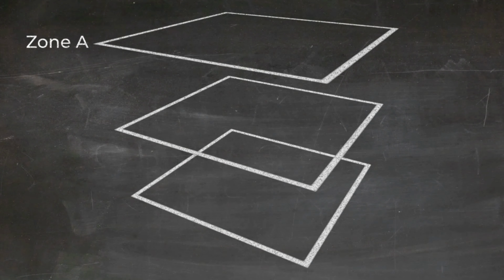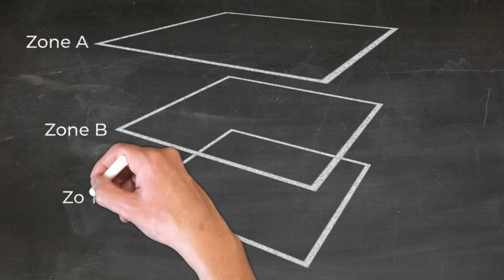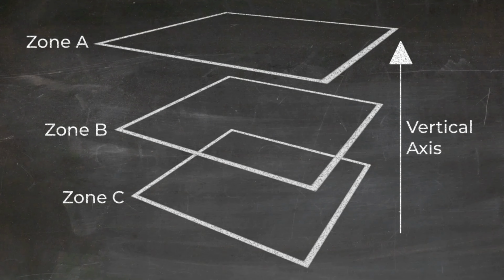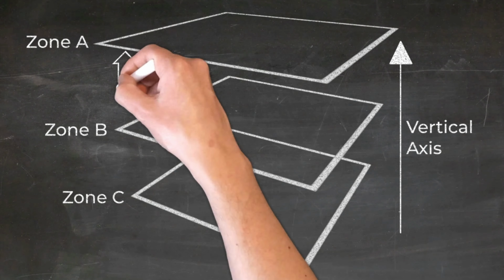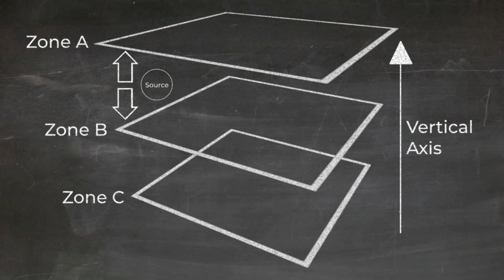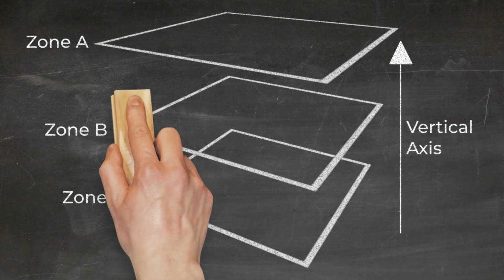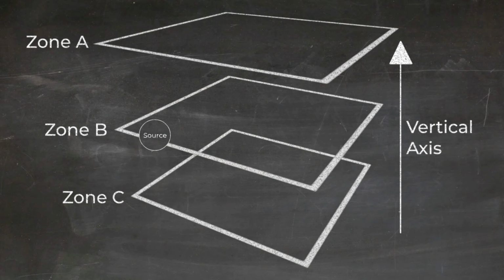In this example, we have zones A, B, and C. Because our source is positioned between zones A and B, the algorithm will distribute our audio between these two zones. If we were to move the source downwards, the distribution would change. Here, it would be distributed purely to zone B, and here, it would be distributed mostly to zone C.